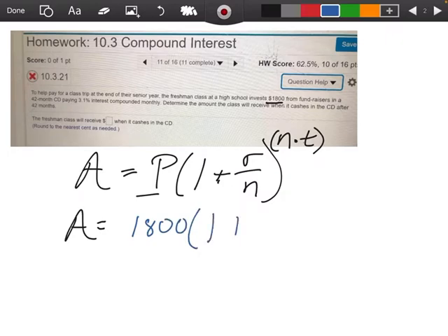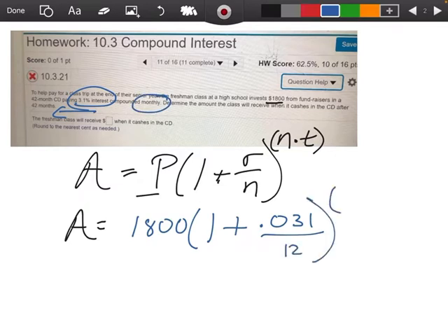And then 1 plus, our interest rate is 3.1%. So remember, as a decimal, that's 0.031. I have to move my decimal 2 spaces to the left when it's a percent. Okay. And it's being compounded monthly, so my N here is going to be 12. Okay. And then the next part here is N times T. So remember, my N is 12, right?